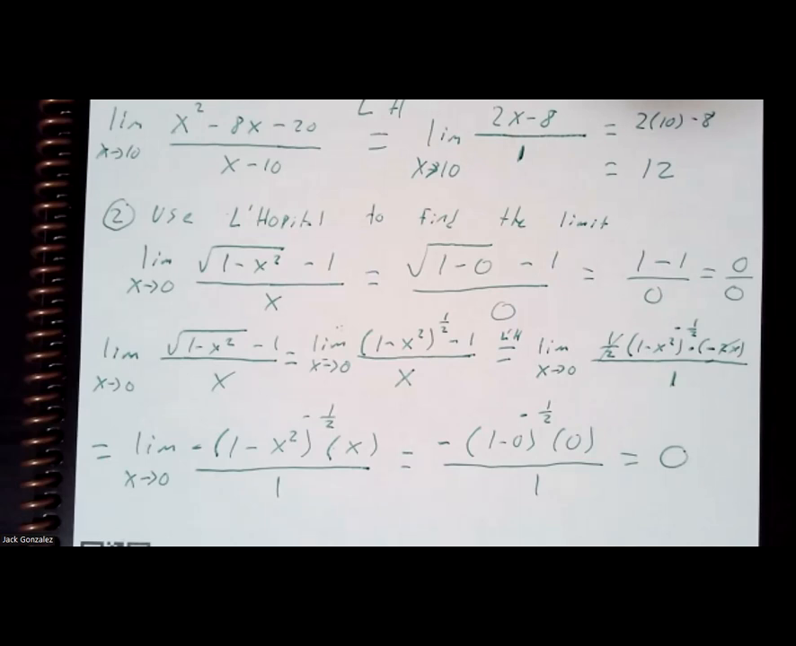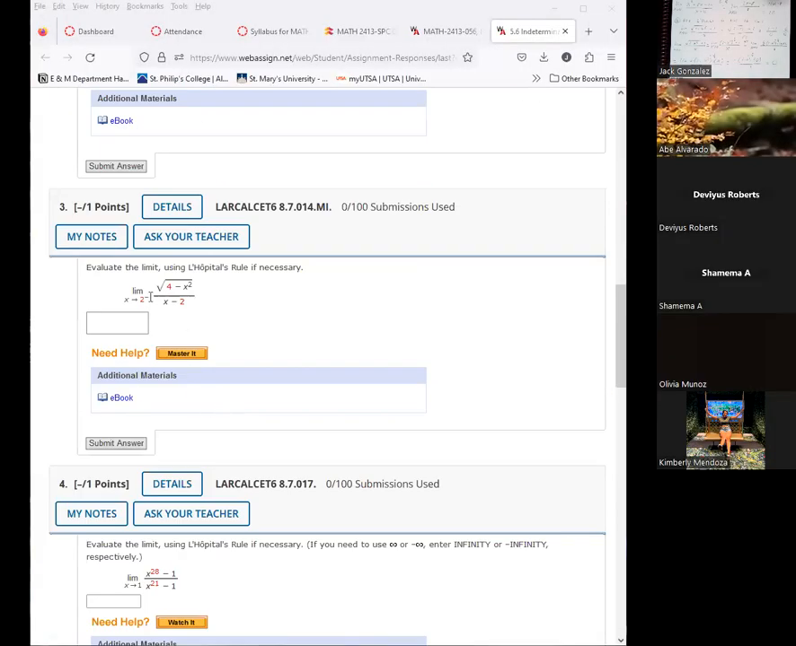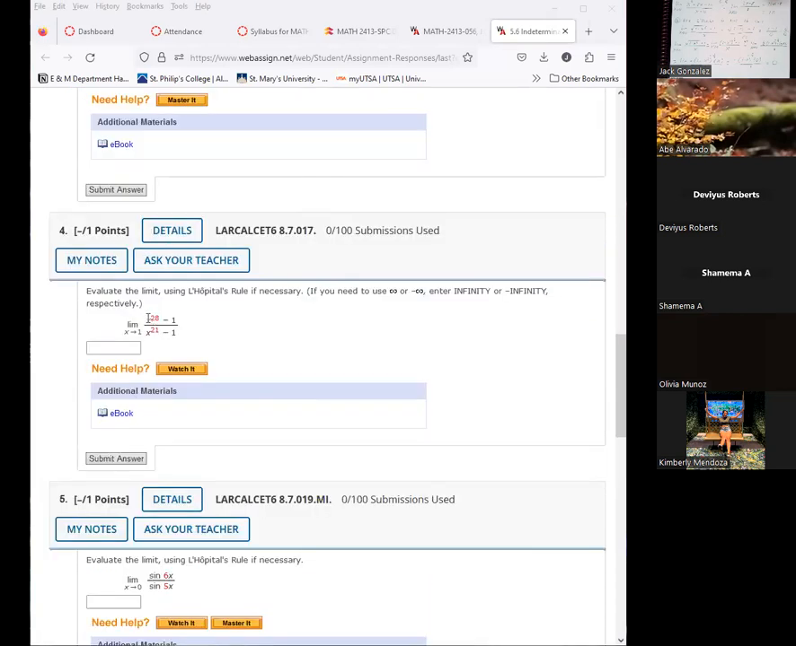How do you verify if it's 0 over 0 or infinity over infinity? I guess the first thing you should do when you start these questions is plug in the limit and see what happens. If I plug in a 1, I'm going to get -1 on top, and on the bottom I get 1 minus 1, so that'd be 0 over 0.